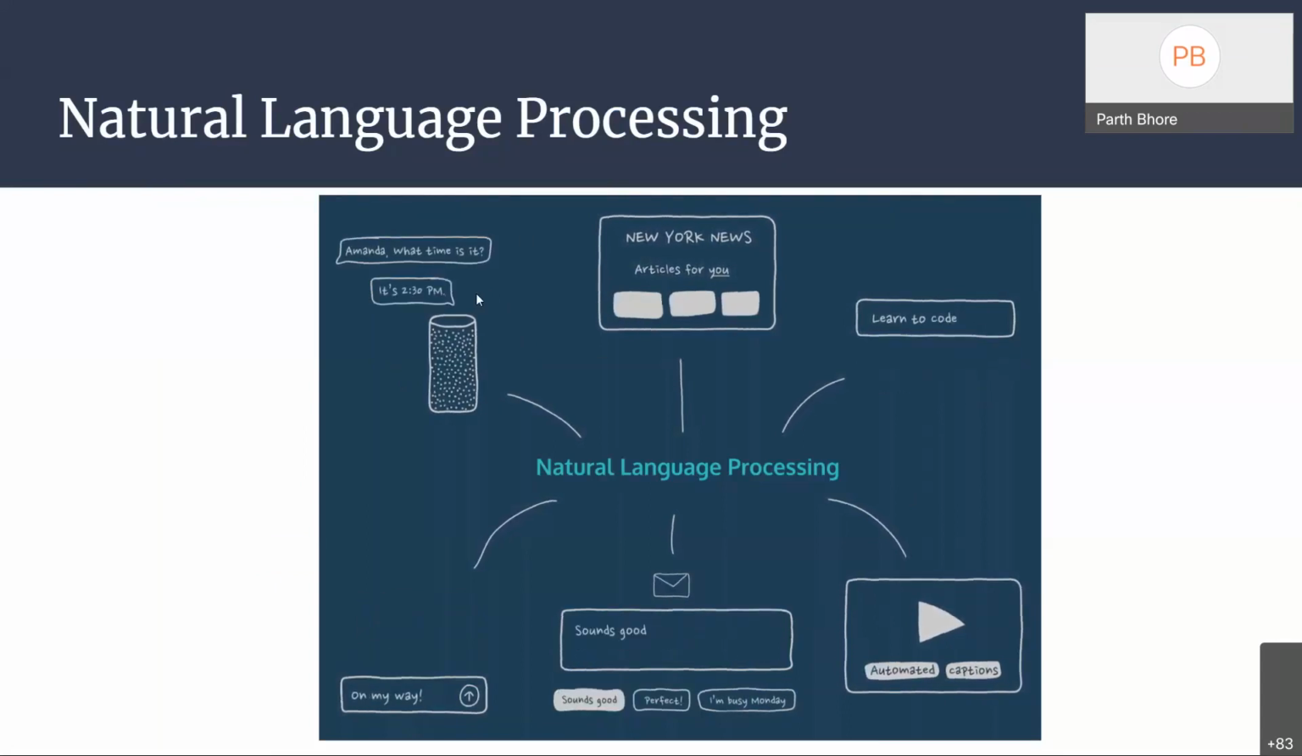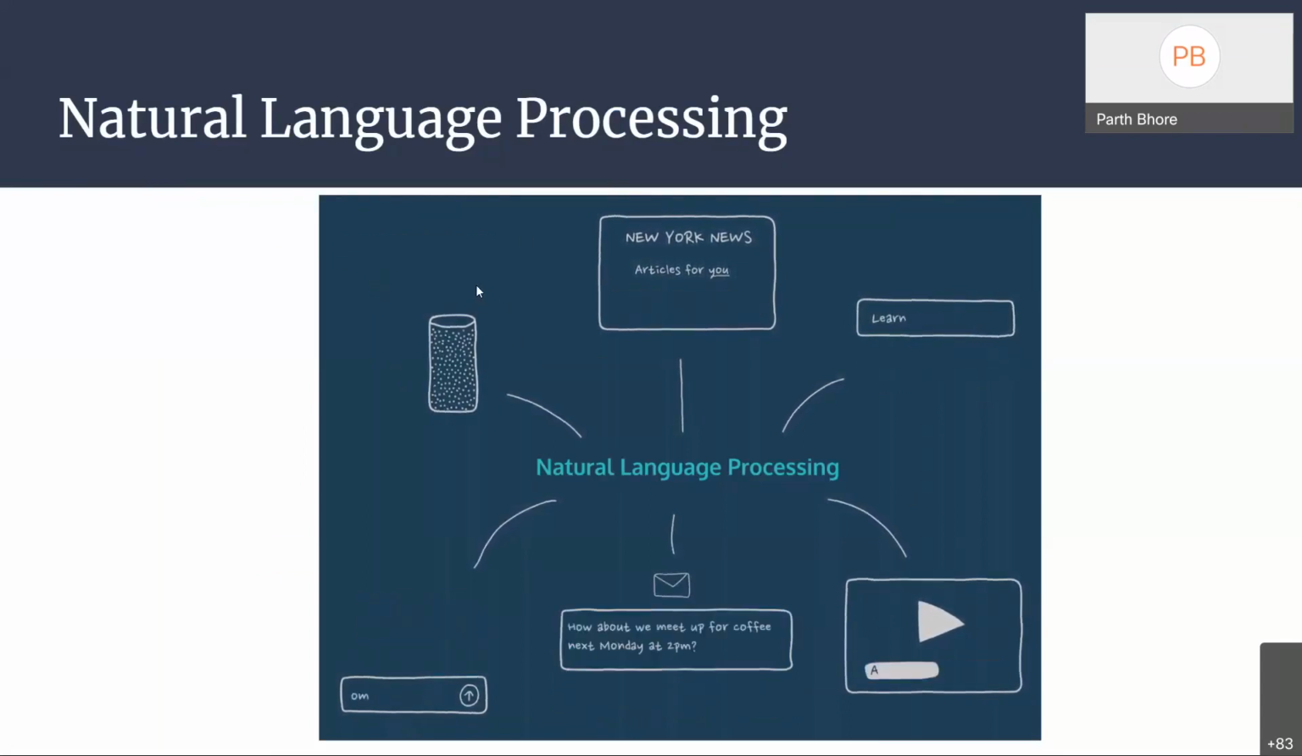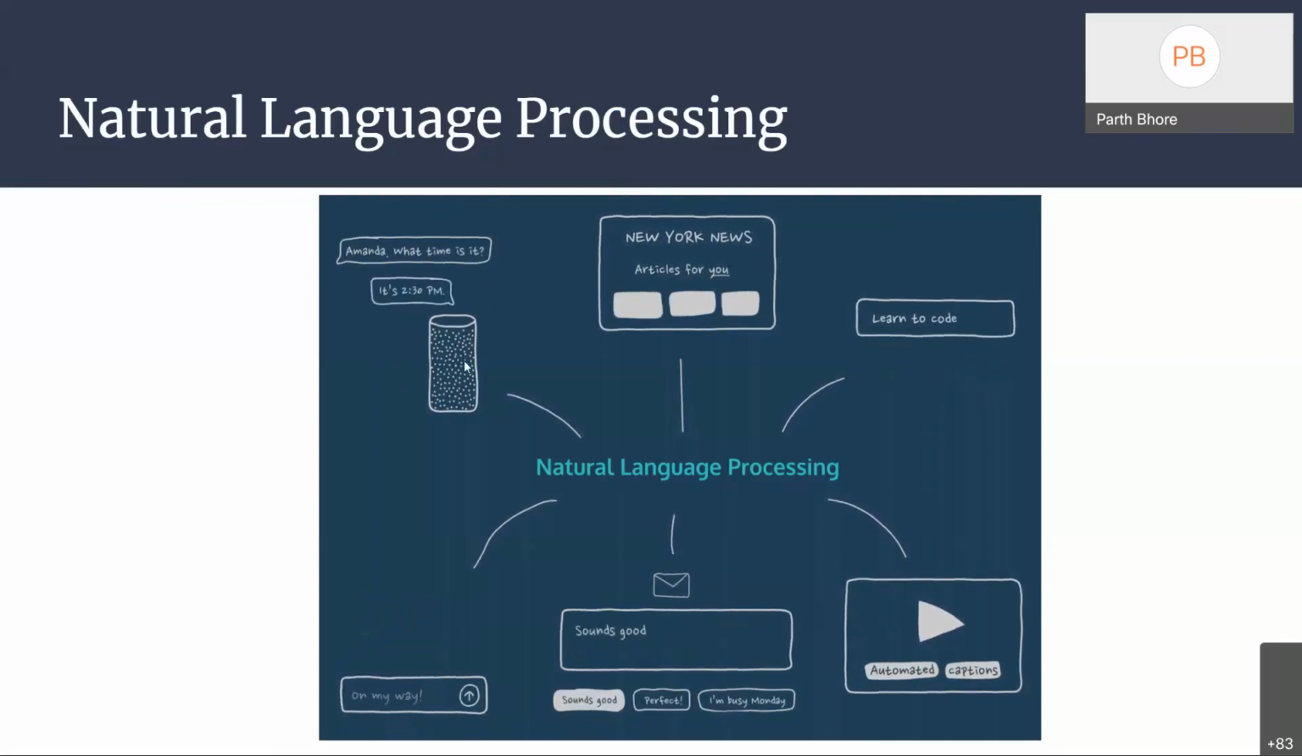So we can directly talk to it. What does the smart device do? First it identifies our speech and converts it to text, then processes the information. If we ask a question like what time is it, it will convert it to text, process it, and since we asked the time, it will give us the answer. All this involves NLP.